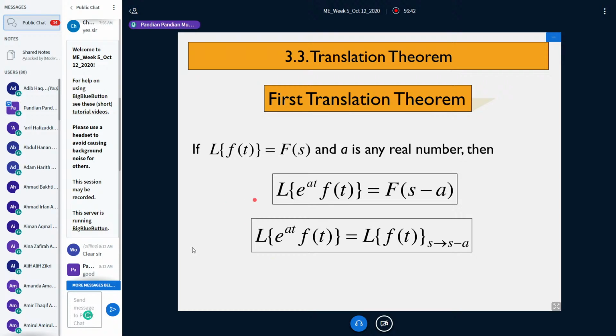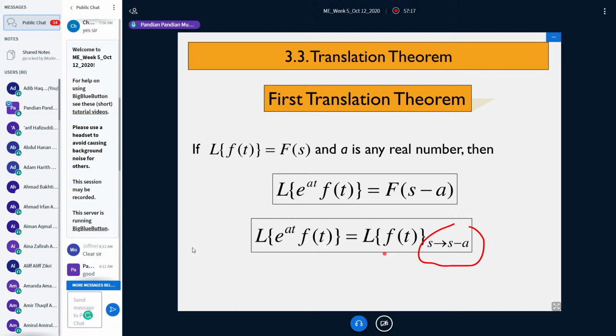First translation theorem: Laplace of e^(at) f(t) is F(s minus a). That means you adjust this s with s minus a. But we don't have a separate formula for this. You just have to adjust. You already have the formulas for Laplace. We have 7 for Laplace transform and 7 for inverse Laplace transform. That's all we have. So Laplace of e^(at) equals 1 over s minus a.